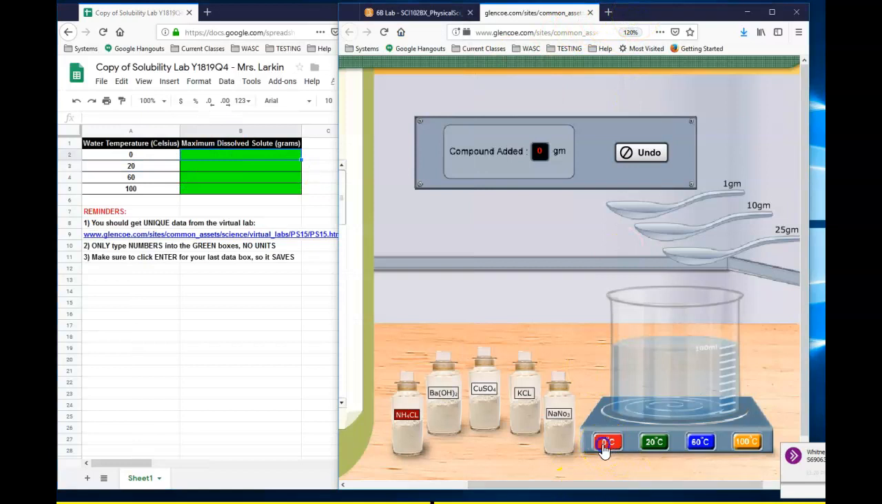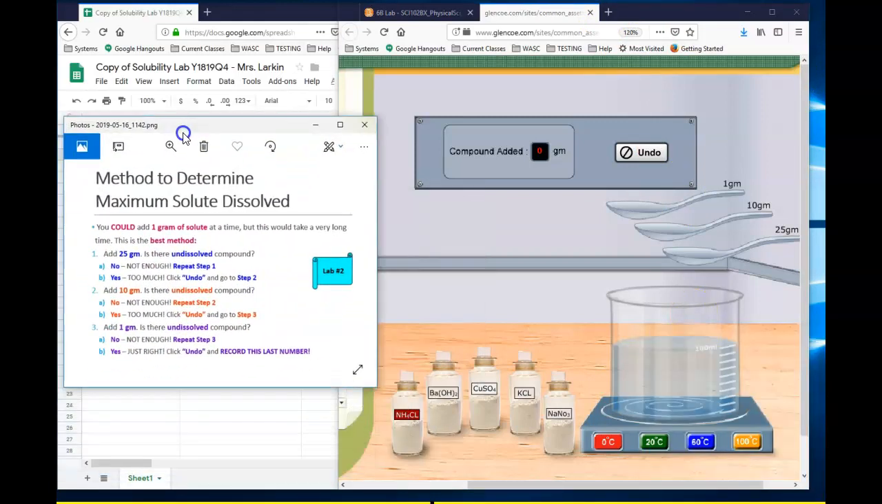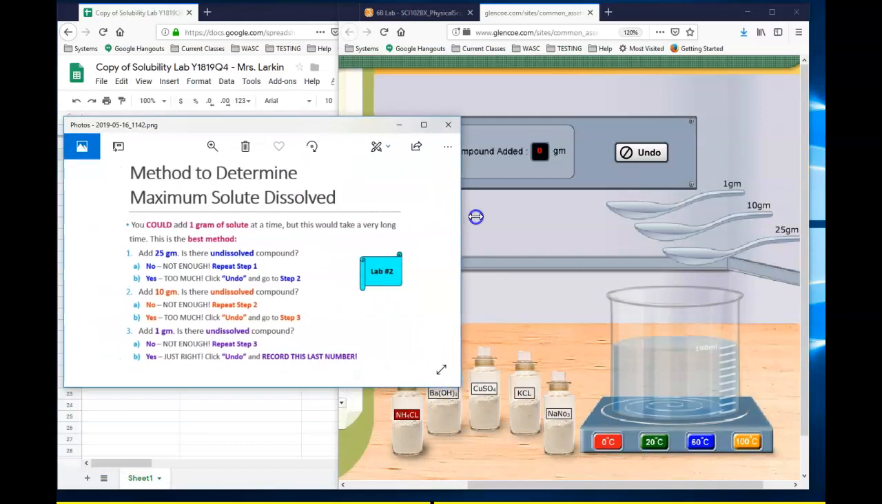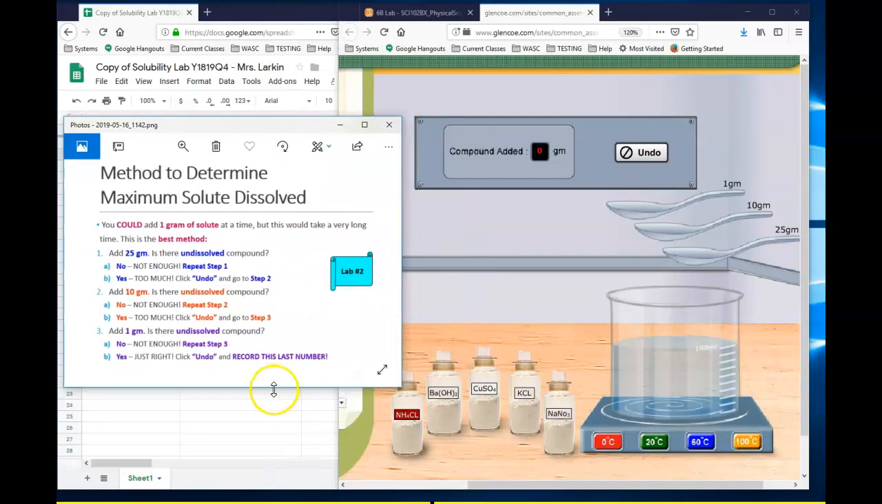Okay, so I'm going to set this at 0 degrees, which it's already set to. And I'm going to begin adding compound to see how much will dissolve. Now, if you want to, you can add it 1 gram at a time until it stops dissolving. However, I find that that takes a very long time. So I don't like to do 1 gram at a time. So I'm telling you right now, if anything else is too confusing for you, definitely just add 1 gram at a time, but there is a faster way to do it.